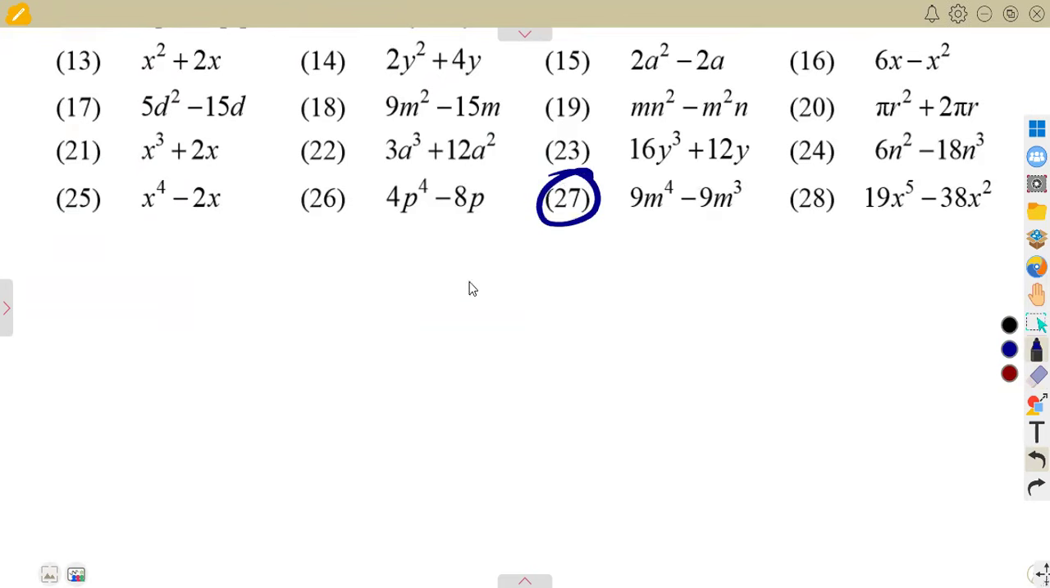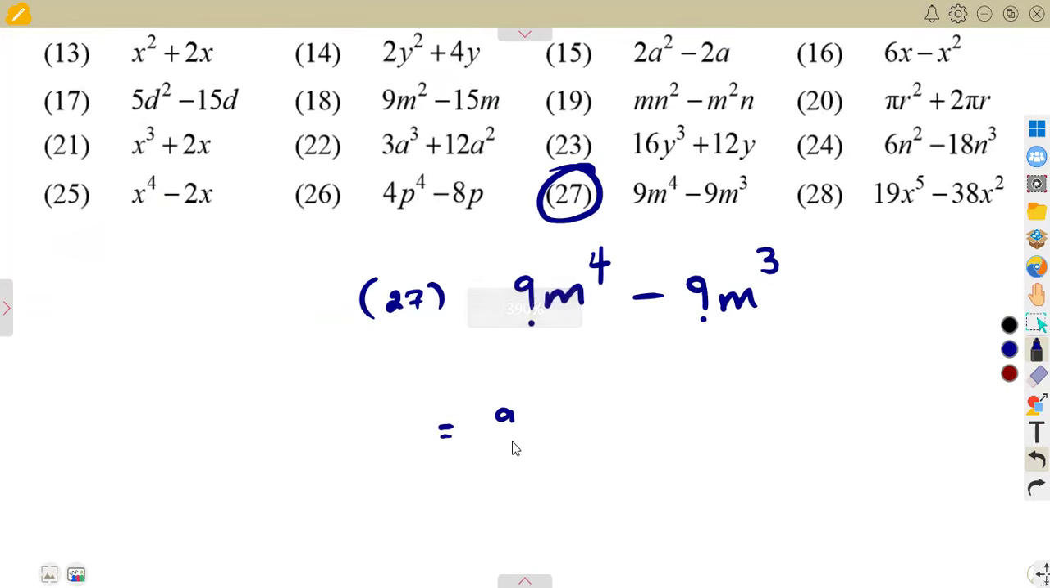Just like number 27 here, we are given 9m to the exponent of 4 minus 9m to the exponent of 3. So if we are to consider, 9 is common, that's the highest common factor. It is the same number that we have, so there is nothing for us to do on 9. Then in terms of m, it is also common. There is m here, there is m here, but which one has got the smallest exponent? That is 3, m to the exponent of 3, because this is a 4. So the smallest exponent is on m to the exponent of 3. So this is your highest common factor that you're going to factor out.